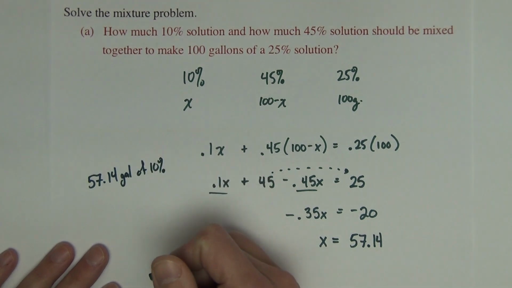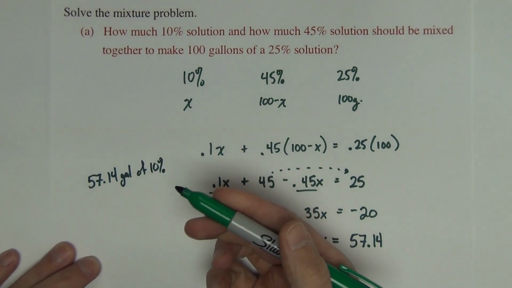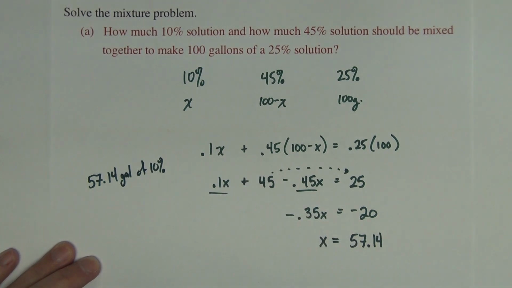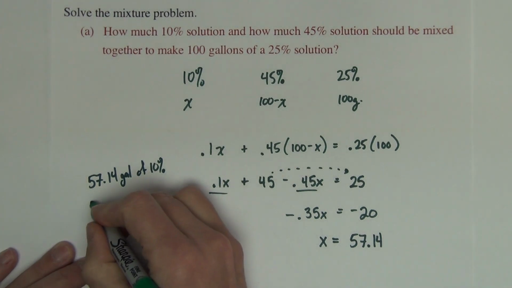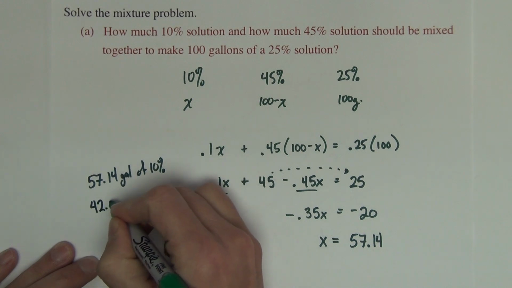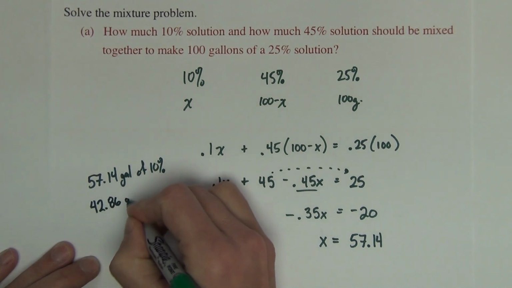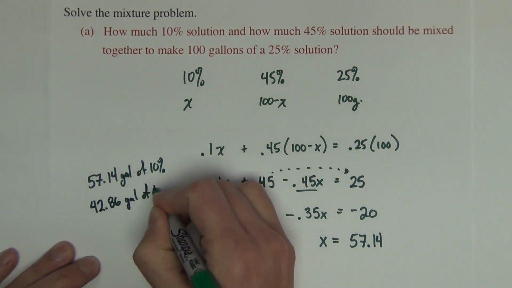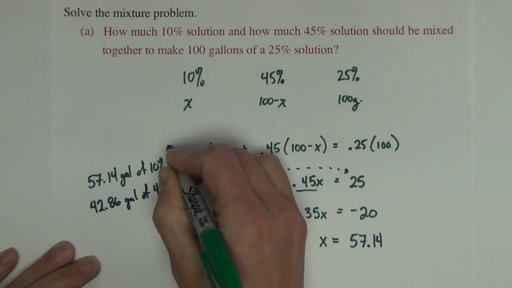of 10%. Well, now I need to know how many gallons of 45%. And since there are 100 gallons total, we just need to subtract 57.14 from 100 gallons, leaving us with 42.86 gallons of 45%.